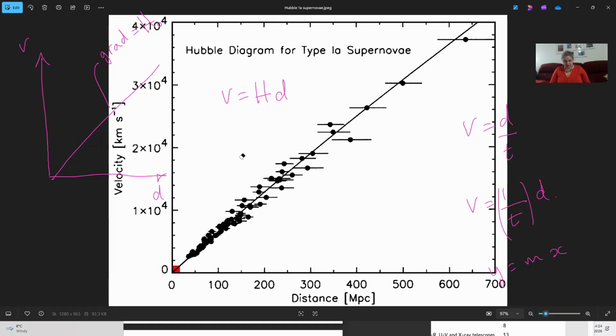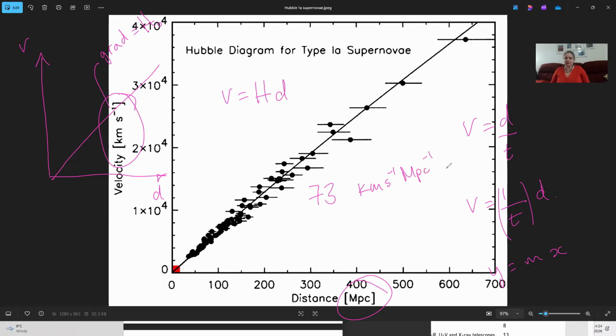It's the Hubble constant. Now, the Hubble constant's got horrible units. Obviously, it's the gradient, so it's kilometers per second per megaparsec. So, the unit the Hubble constant, it's around about 70 odd, 73 kilometers per second per megaparsec.